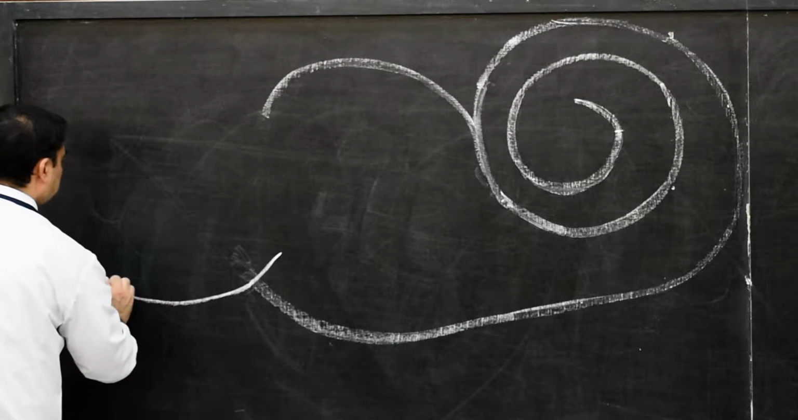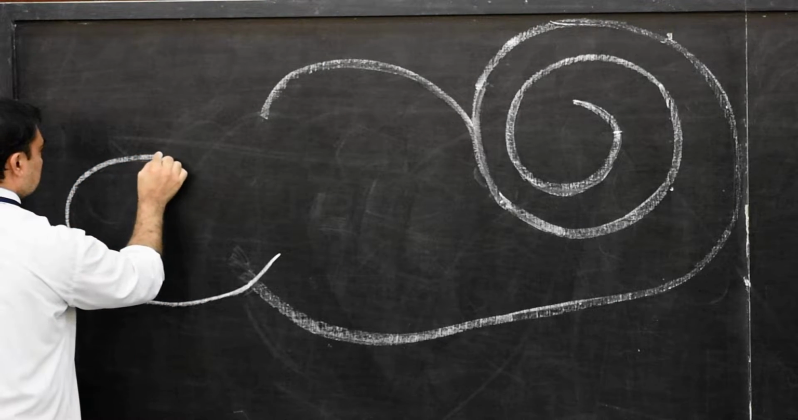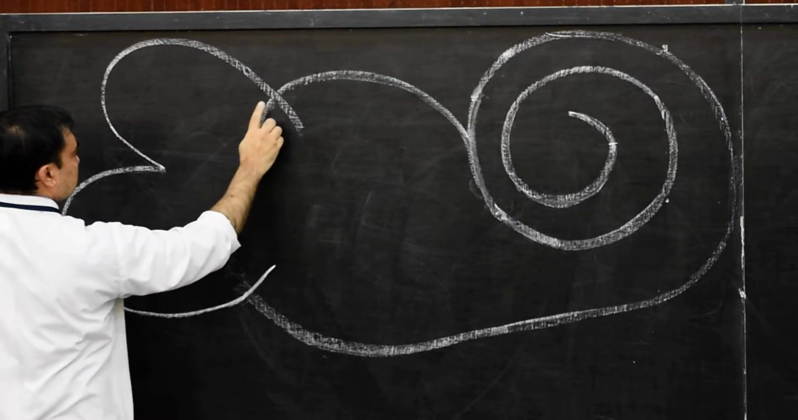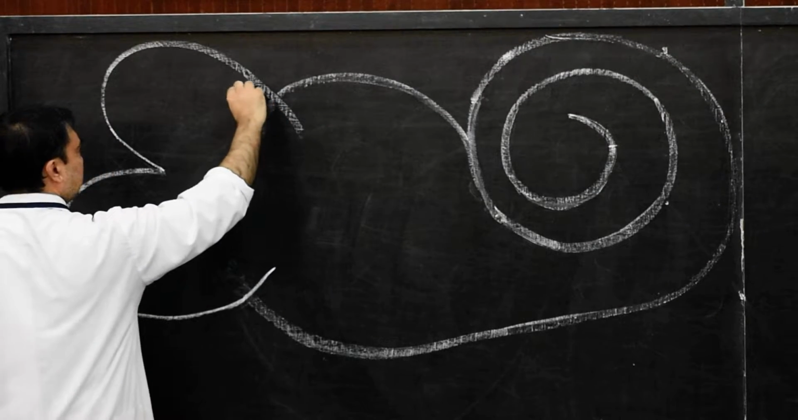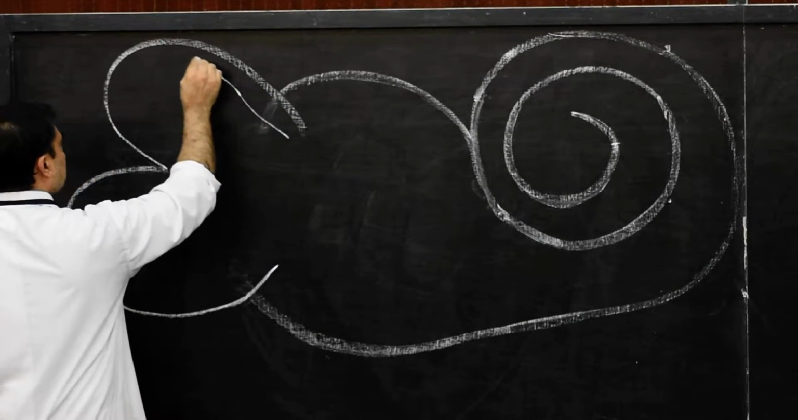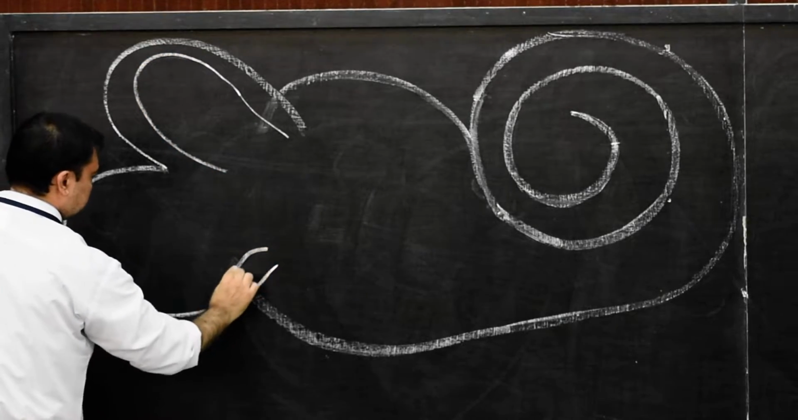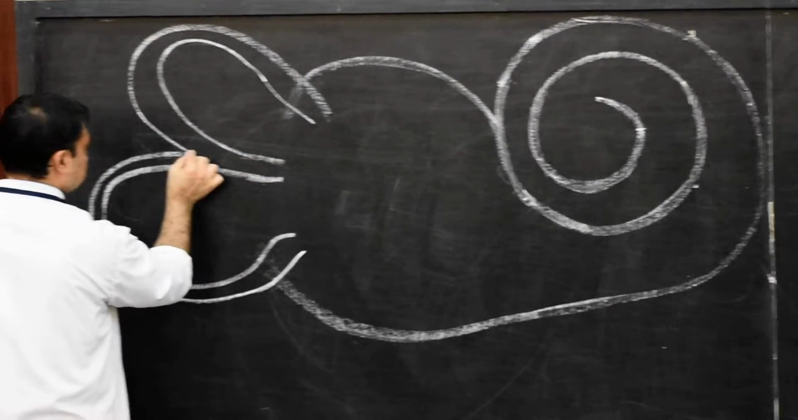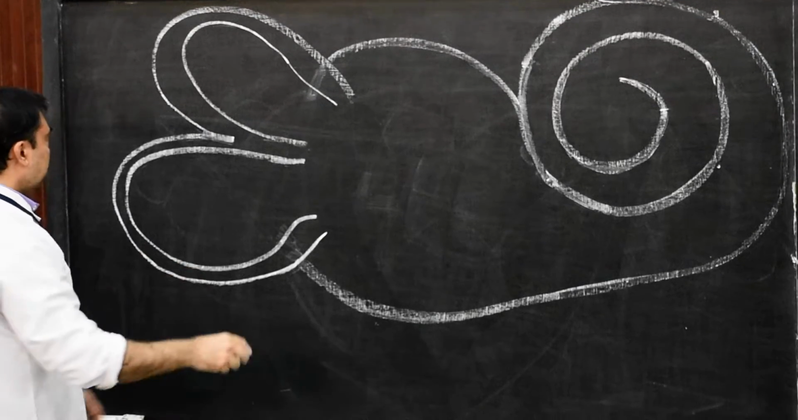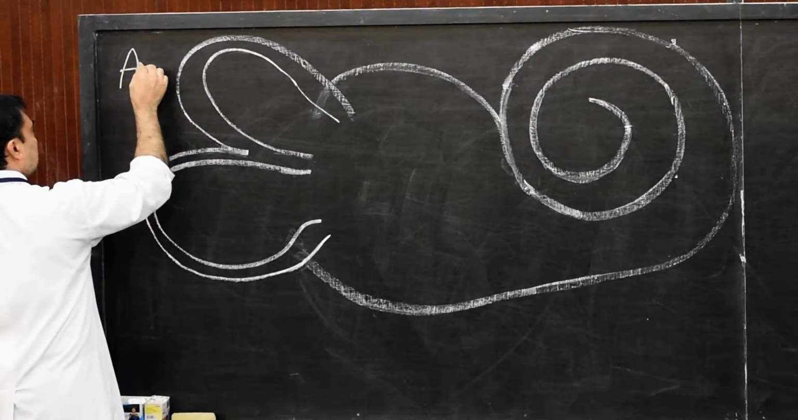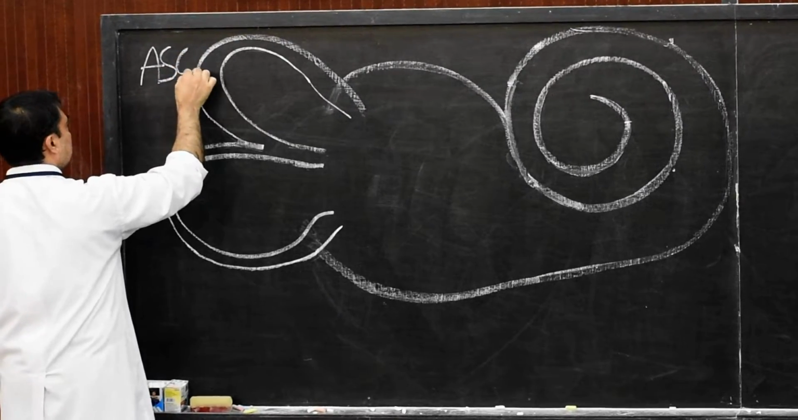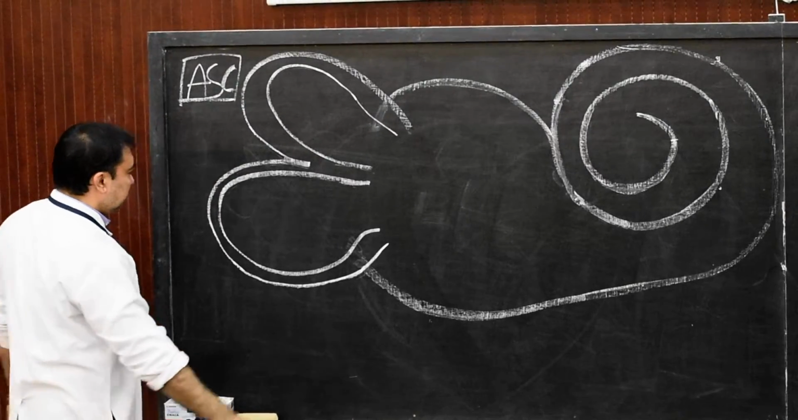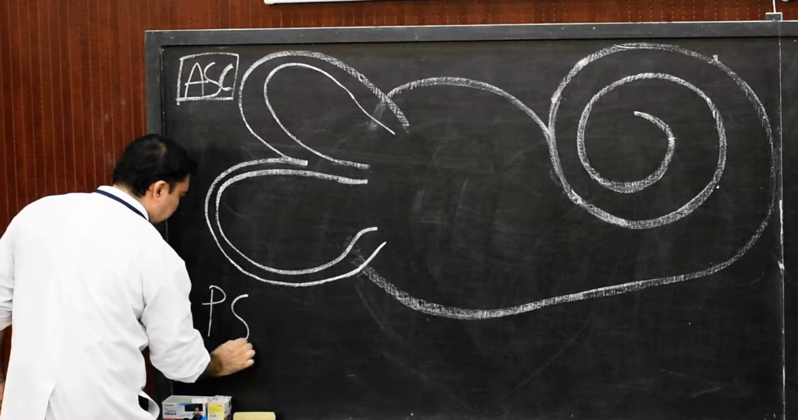Here we start with posterior. This will be anterior. Similarly, we will make those canals. This will be crus commune, common opening. Here we will mention this as anterior, or it is called superior semicircular canal. This will be known as posterior semicircular canal.